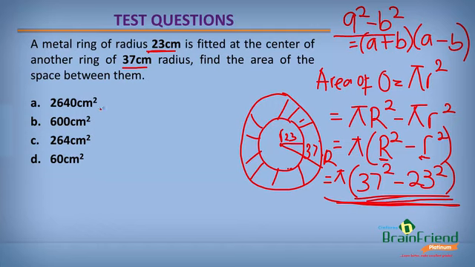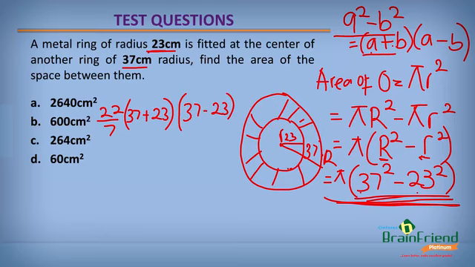So pi is 22 over 7 times a plus b. Our a is 37, our b is 23. So 37 plus 23 times a minus b, 37 minus 23. This gives us 37 plus 23 gives us 60, while 37 minus 23 gives us 14.